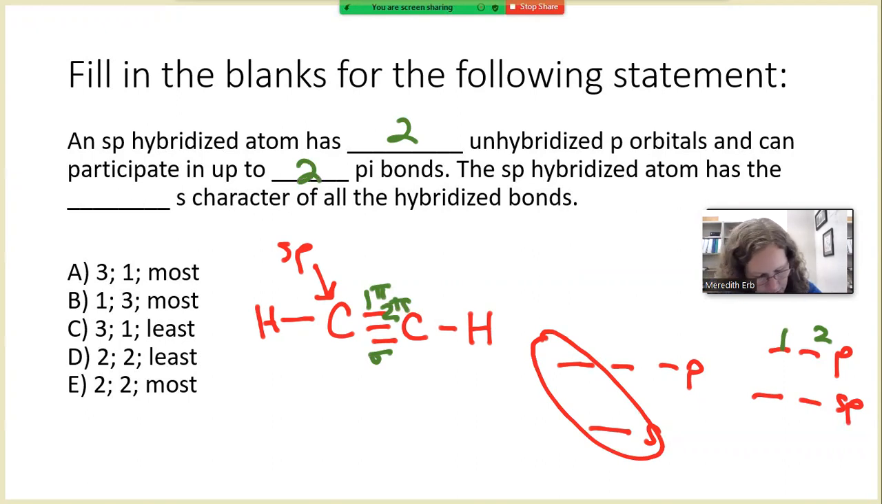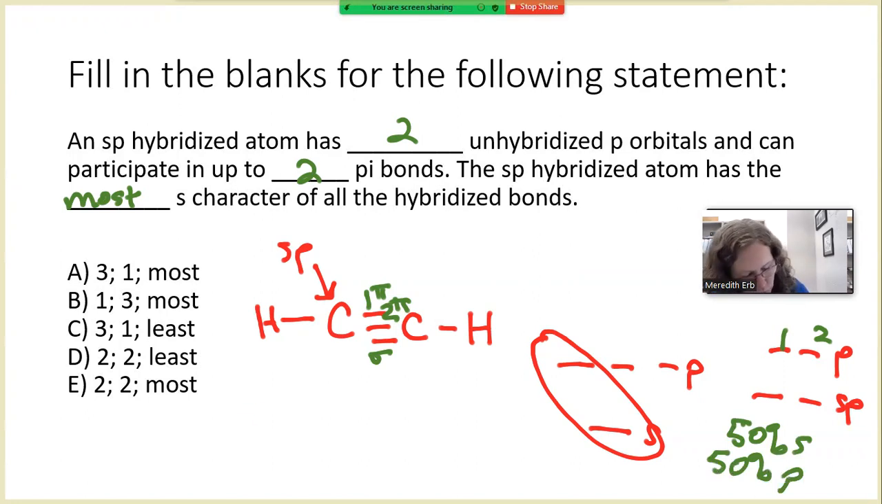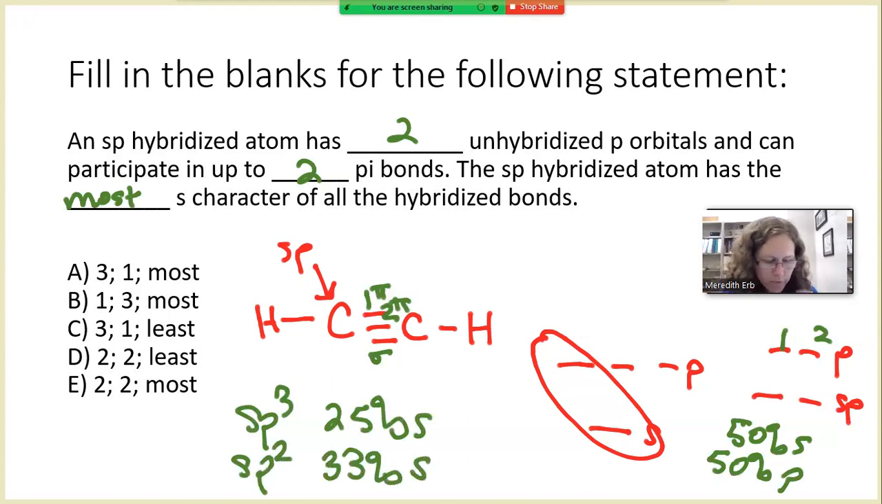And then the sp hybridized atom has the blank s character of all the hybridized bonds. If we look at our answer choices, they're least or most. So the answer to this is most s character, because the sp hybridized bond is made up of 50% s and 50% p. The other hybridized orbitals, for example, sp3 has 25% s and sp2 has 33% s. So sp hybridized atoms have the most s character. So we're looking for answer choice E here, 2, 2, and most, to fill in all the blanks of this statement.